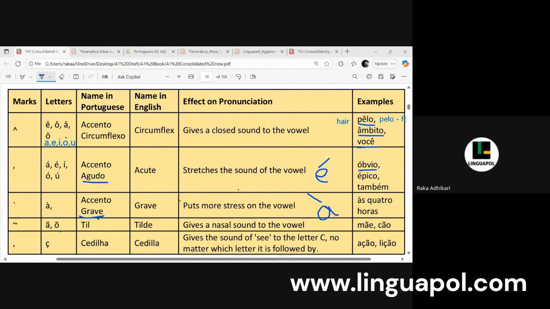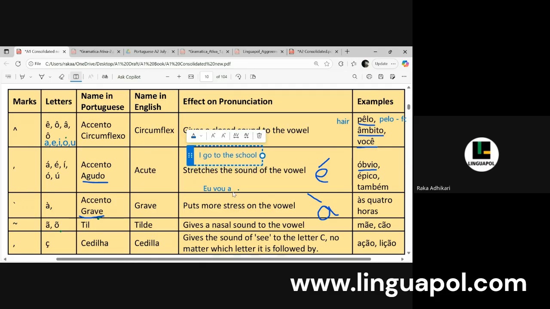This accent is used whenever we have the requirement of a double A. So when do we require a double A? Let's see some examples. For example, if I say, I go to the school. If I want to translate this sentence word by word in Portuguese, for I I'll use eu. For go, I'll use vou. For the word to, I will use a.